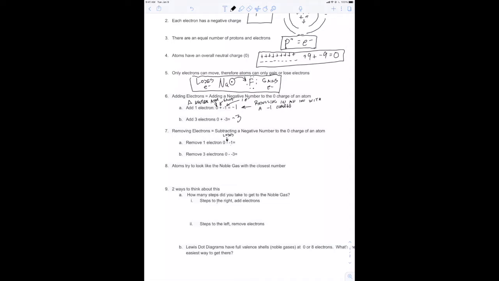Okay? And so a neutral atom loses 1 electron, resulting in an ion with a +1 charge, because now there's 1 more proton than there is electrons. If we were to remove 3 electrons from an atom, a neutral atom loses 3 electrons, resulting in an ion with a +3 charge. That's all we're saying when we're doing the math. It's just a different way of defining it.